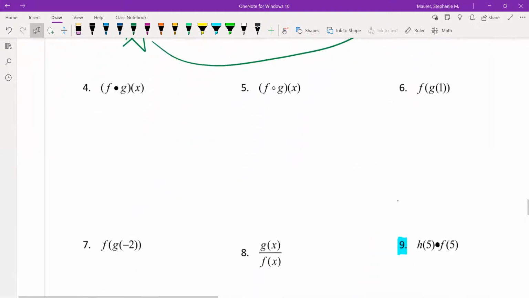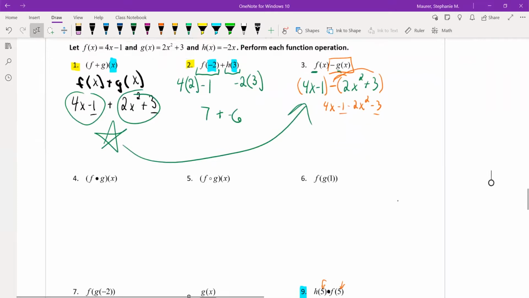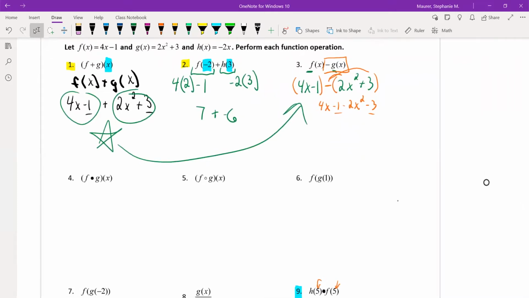Moving downward to the next one, we have multiplication. Doing just some comparisons again, number 4 and number 9 are both multiplication problems. Be careful with number 9 because they're very similar to what we just talked about. They actually give you values. So make sure you find the value of h of 5, find the value of f of 5, and then multiply those two together.